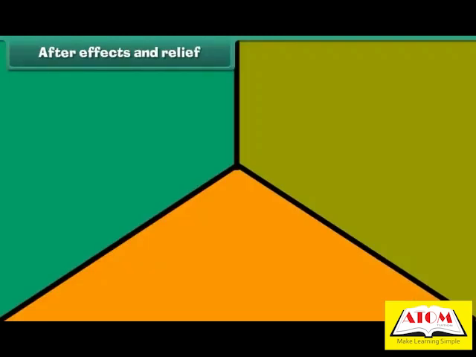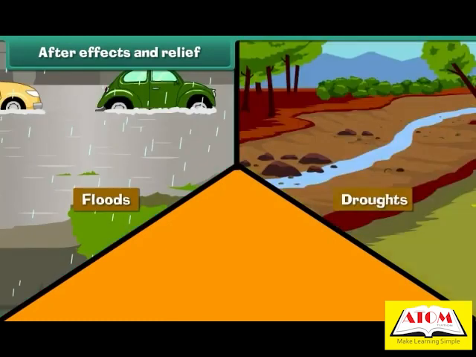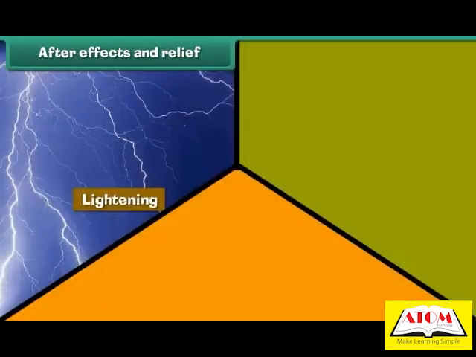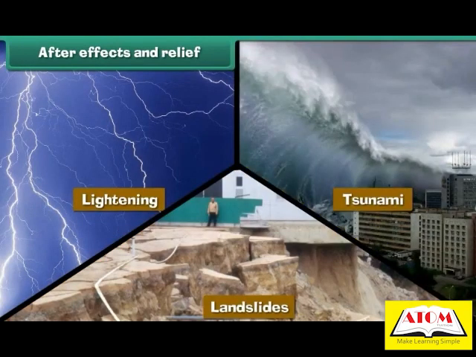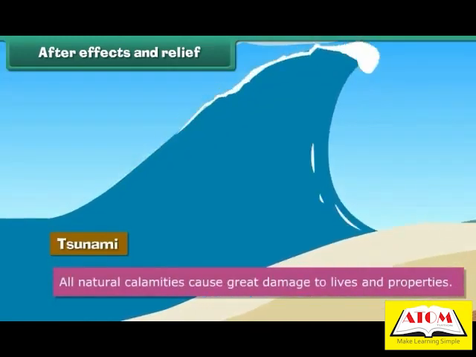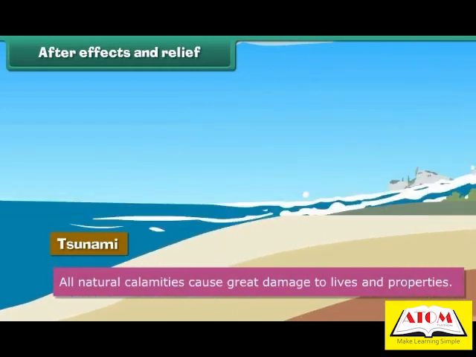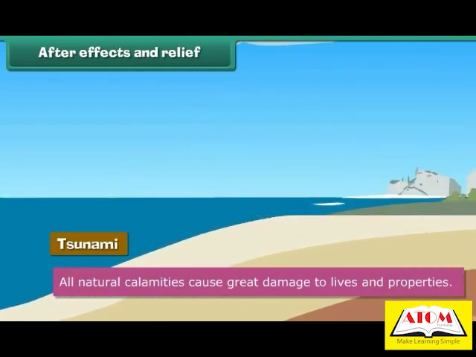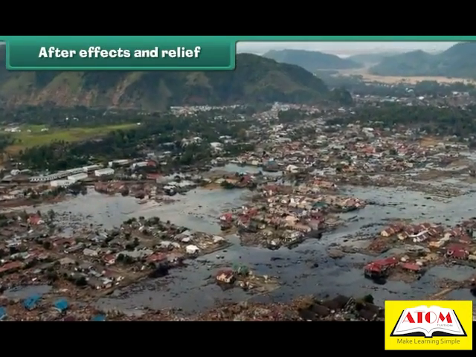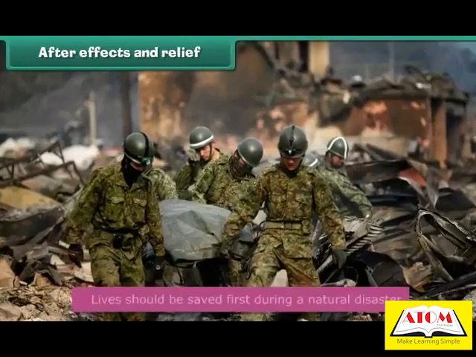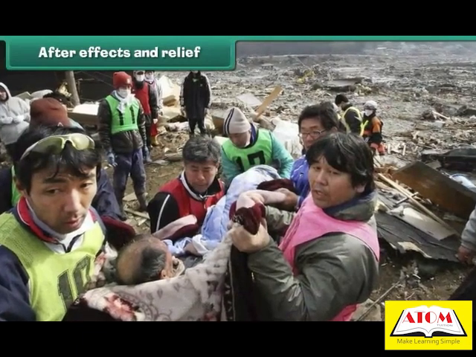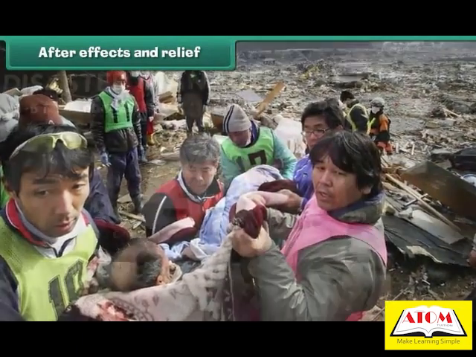After effects and relief. Floods, droughts, storms, earthquakes, lightning, landslides and tsunami, all are natural calamities. They cannot be prevented. They cause great damage. This results in tremendous losses. It is very important to remember that when such calamities occur, lives must be saved first, and only then should an attempt be made to prevent the damage to other important things.